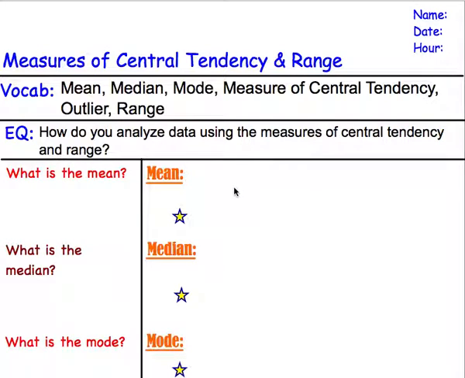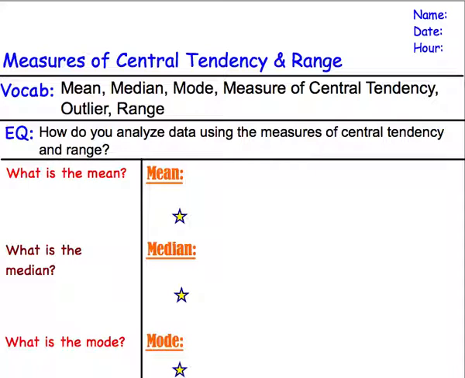As we start in our unit on statistics, our main focus is going to be to take all these things that you've been learning over the past few years dealing with data and teach you how to analyze them. So today we're going to take a look at being able to analyze data using your measures of central tendency and range. So let's first start off by taking a look at some of these definitions.